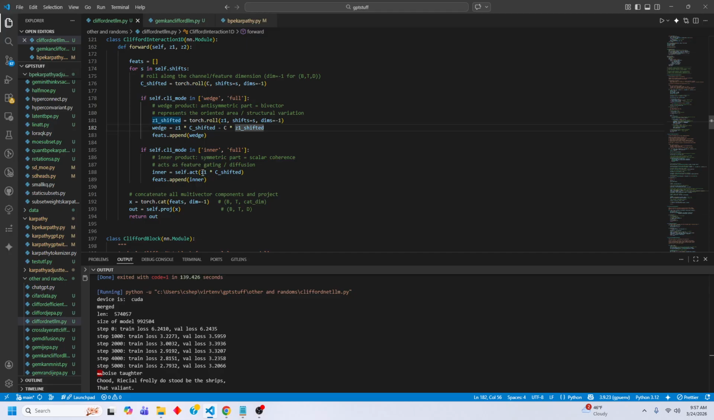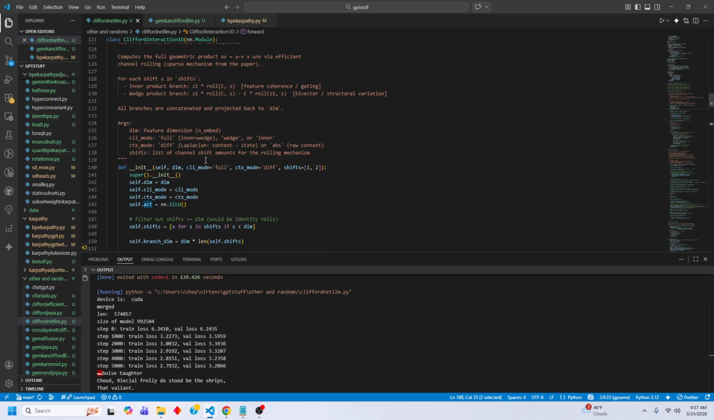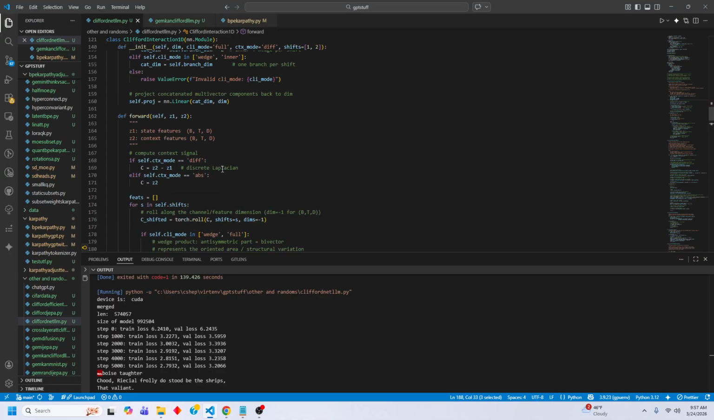And then here's the inner product. It uses an activation function on it afterwards, which is the CLU, whatever you call that.